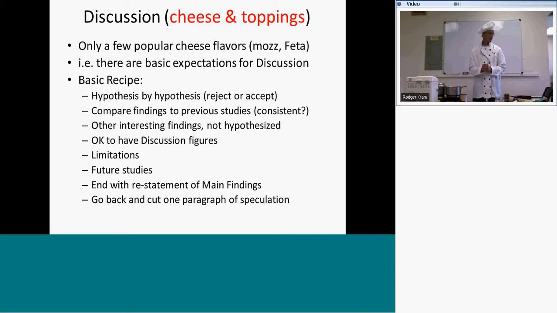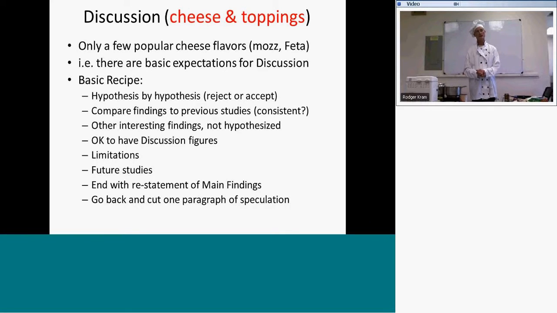All right, the discussion section. This is analogous to the cheese and the toppings. Again, it's where there's the most possibility for creativity. However, if you think about it, the vast majority of pizzas have only two cheeses. There are hundreds of cheeses from around the world, and yet I've only had slight variations on the mozzarella or the feta cheese. Sometimes you can get a blue cheese pizza, but the reason is that people don't like a totally unpredictable pizza. Most people don't.